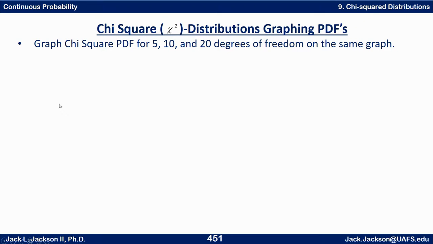So why don't you try it now? Graph with your calculator 3 different chi-squares at the same time. One with 5 degrees of freedom, one with 10 degrees of freedom, and one with 20 degrees of freedom, and see how they compare. Go ahead and get them and then come back when you're ready. Press pause now.